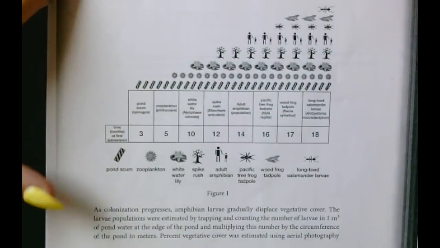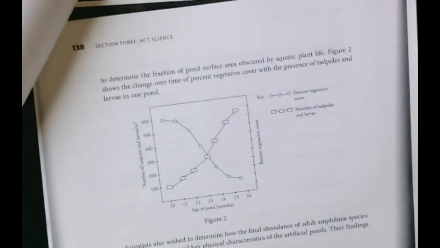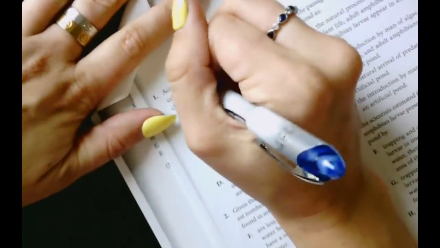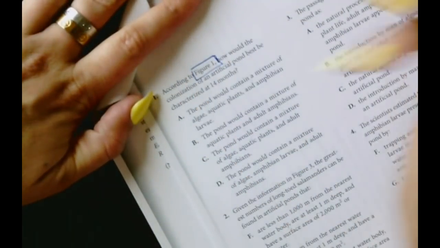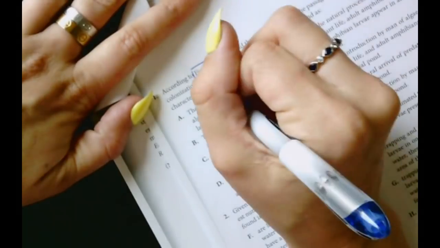So, first things first, always, is go to the question. According to figure 1, so my locator is figure 1, how would the colonization of an artificial pond be best characterized at 14 months? So I'm going to go to figure 1, I'm going to find artificial pond, and I'm going to look at 14 months.